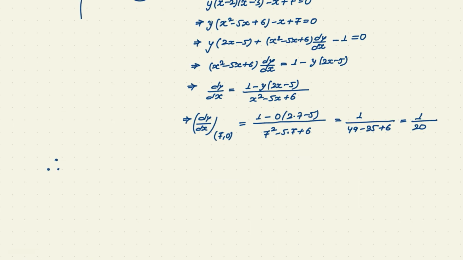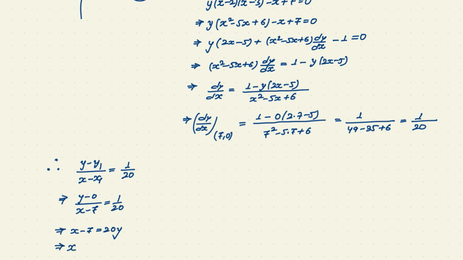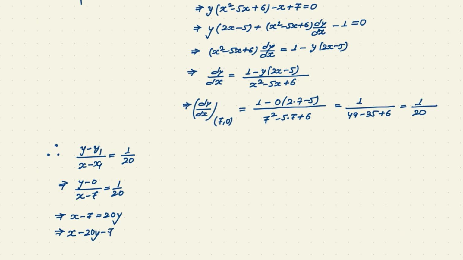Therefore, the equation of the tangent is given by (y minus y1) by (x minus x1) equals to the slope of the tangent, which is 1 by 20. So let us put the point of contact here. So it will be (y minus 0) by (x minus 7) equals to 1 by 20. On cross multiplying, I'll get x minus 7 equals to 20y. So this implies x minus 20y minus 7 equals to 0, which is the required equation of the tangent.